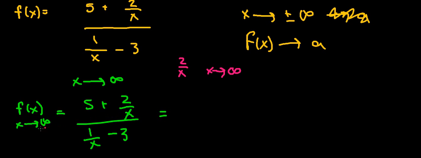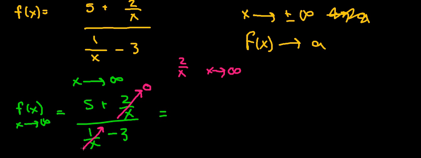So if we say that x goes to infinity, then we're going to say that this value goes to 0. It's going to become smaller and smaller until this is practically 0. And same thing with this term, 1 over x. It's going to go to 0.